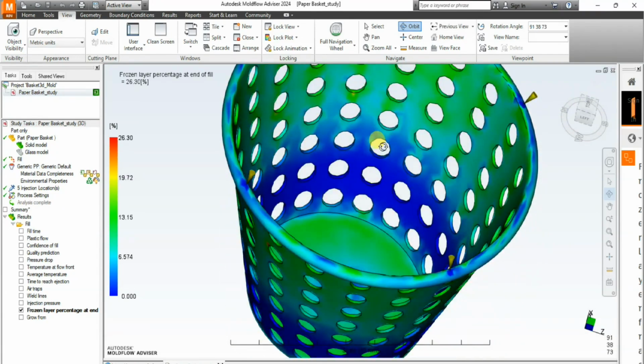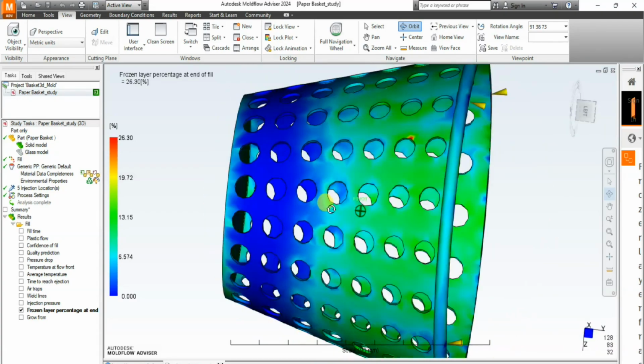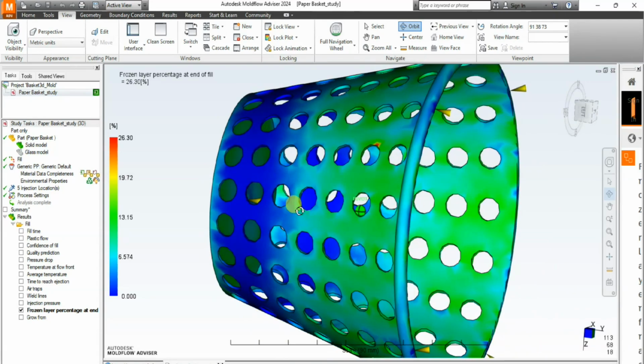So let's quickly recap the frozen layer fraction at end of fill results. The very basic thing we need to understand is that this result represents the thickness fraction of the frozen layer at the end of filling. It usually ranges from 0 to 1, which is like saying from 0 to 100%. Its metric is in percentage.